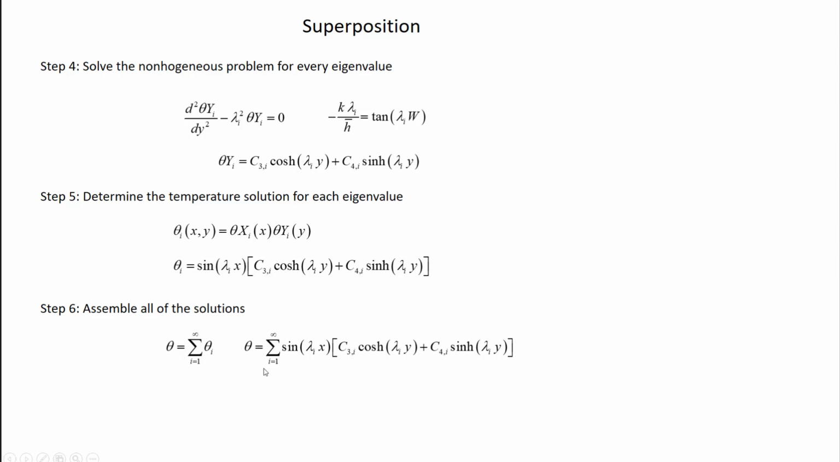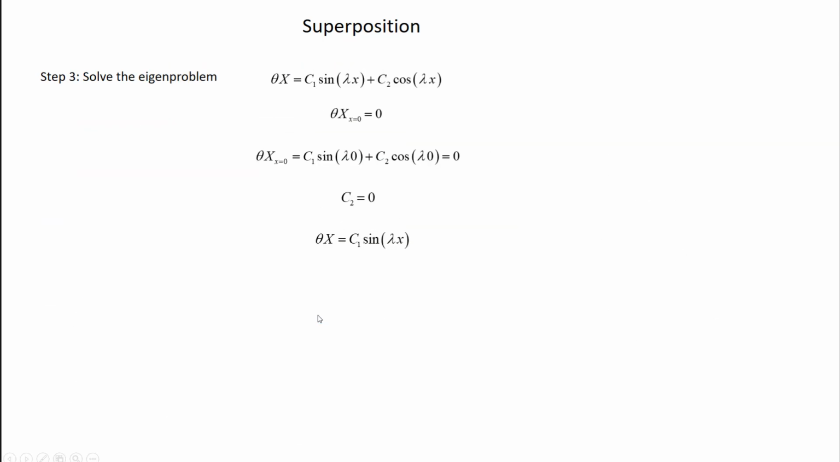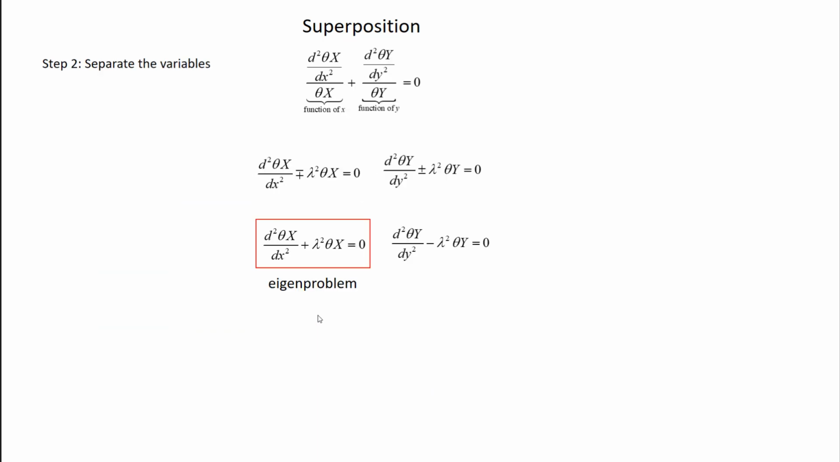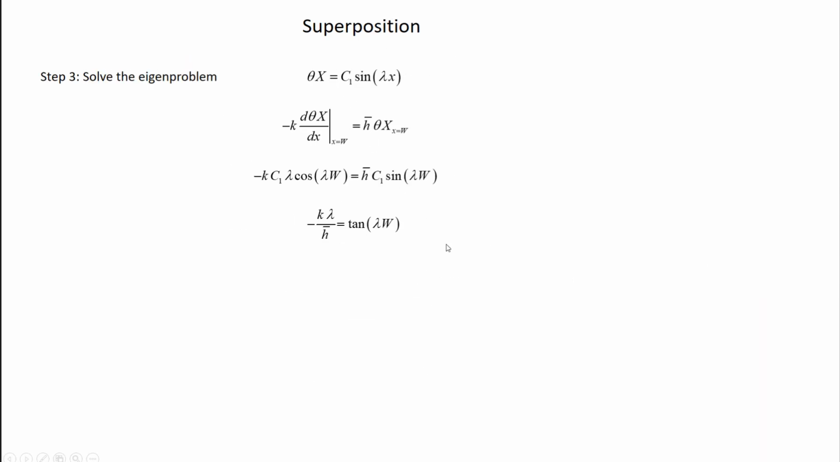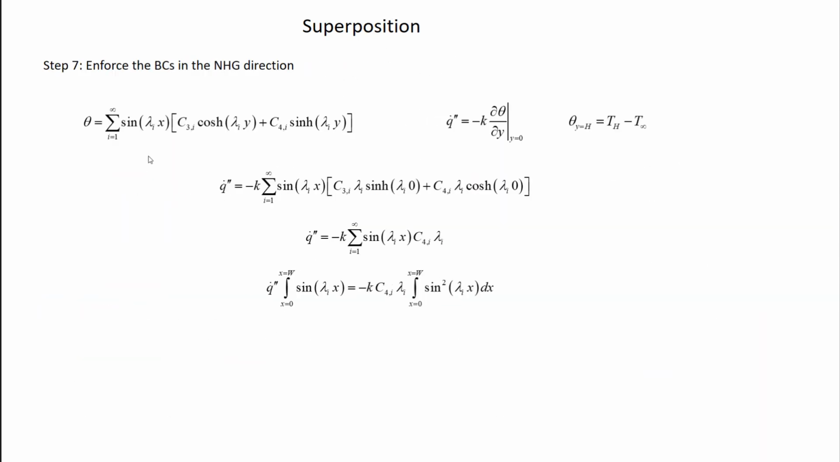So thinking back to what this does now, if I go back, this solution, as far as I have it so far, satisfies this differential equation, it satisfies this boundary condition, and it satisfies this boundary condition, right? So the last thing I got to make it do is satisfy the two boundary conditions in the non-homogeneous direction, and that is step 7. So let's go to step 7.